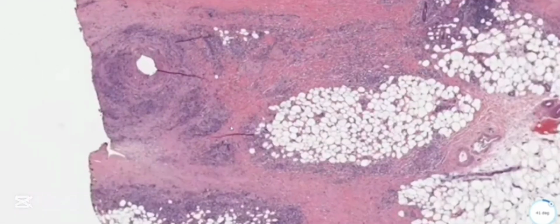So what we see is very even on low power, we see these layers basically. We see a layer of inflammation, then a layer of sclerosis, then a layer of inflammation, a layer of sclerosis. This pattern is known as a cake layer pattern, where you can see the different layers of inflammation and sclerosis in the skin.